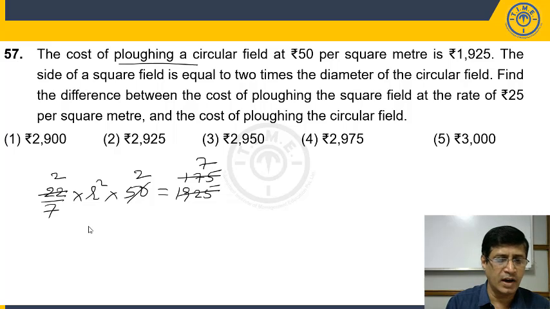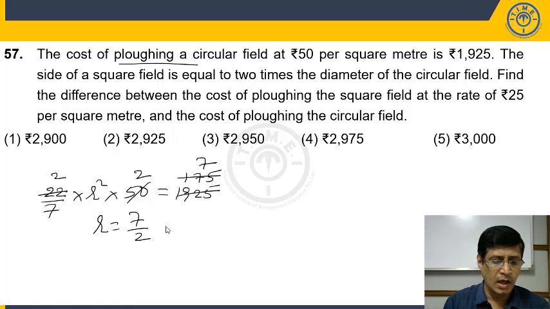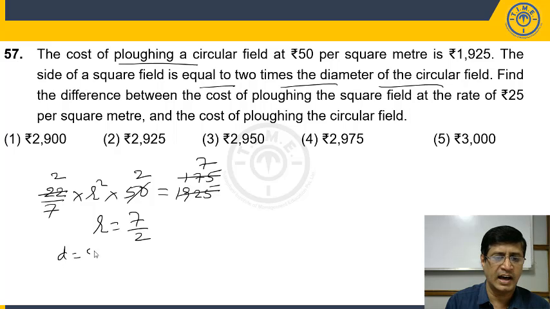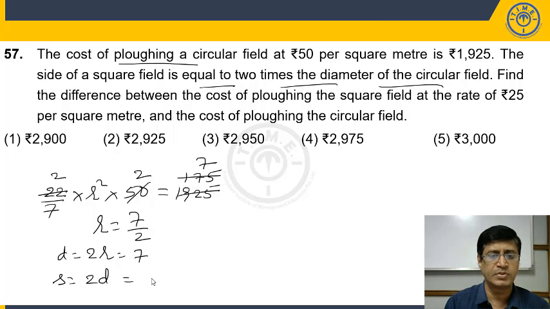So what is the value of r? R square is equal to 7 into 7, 49, 2 into 2 is 4. So 49 by 4 means r is equal to 7 by 2. Now what is saying here? The side of a square field is equal to 2 times the diameter of a circular field. Diameter of a circular field means 2 times r is the diameter, so 2 times this is equal to 7. So side is equal to how much here? 2d means 2 times 7, that is 14. So side is equal to 14.